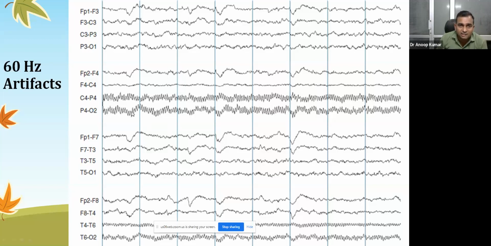We see the classical sinusoidal pattern, which is around 70 Hz. This is very less. They are very much constricted, and they are very fast activities. Whenever you change the notch setting, they usually disappear.